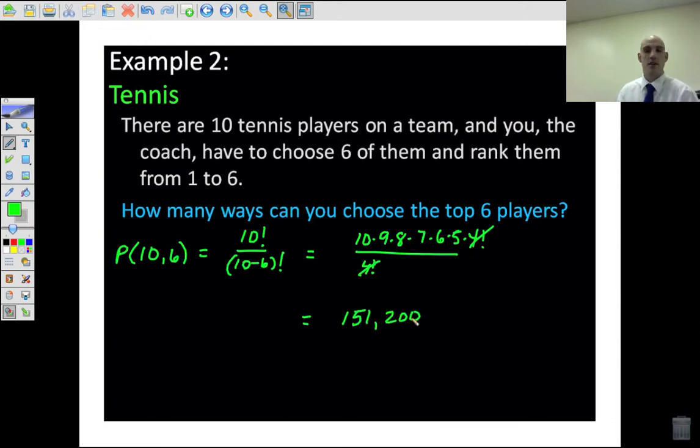151,200 ways. Think about that for a minute. There's 10 players on your team. You have to rank them 1 to 6. There's 151,200 ways to do that. Okay? So if we tried to list out each one of those, that'd be impossible. It'd take so long.